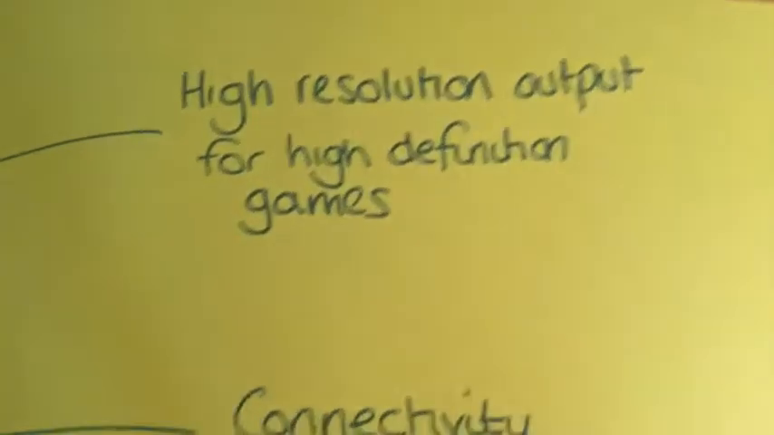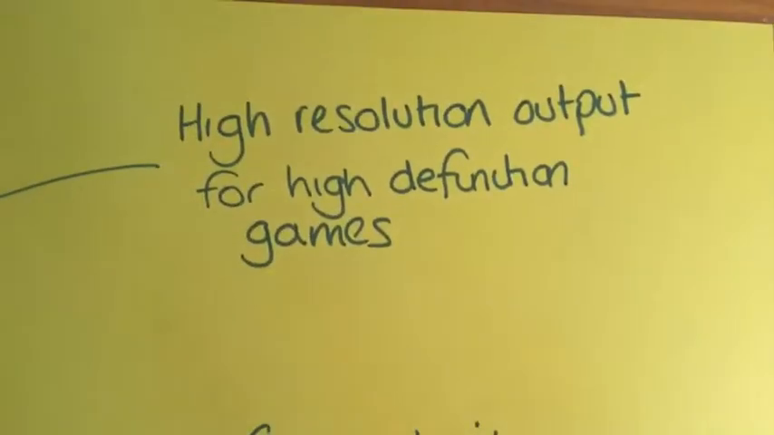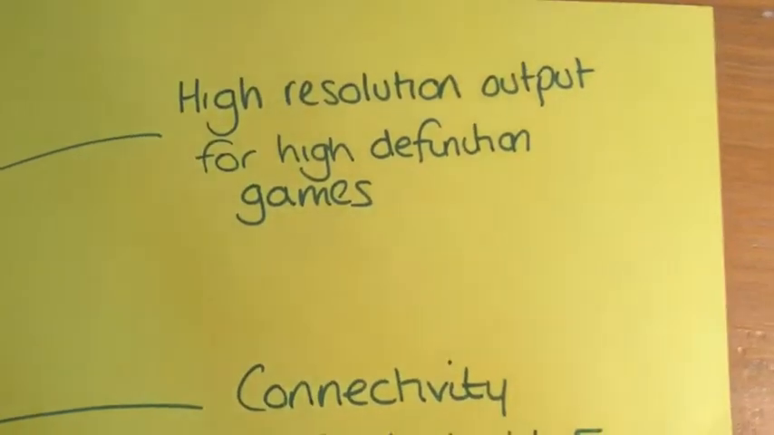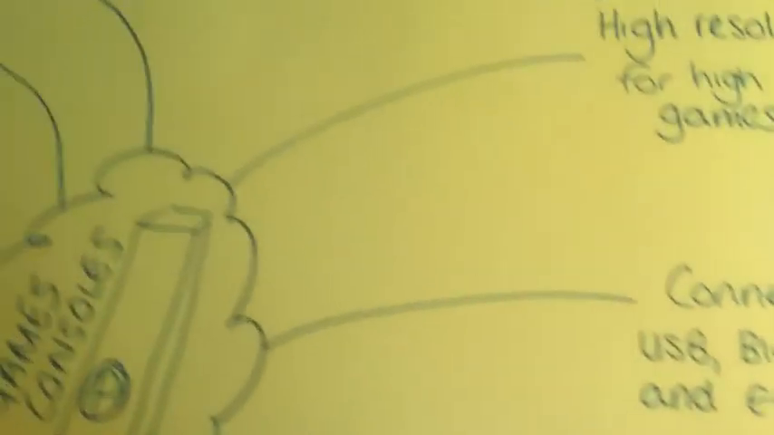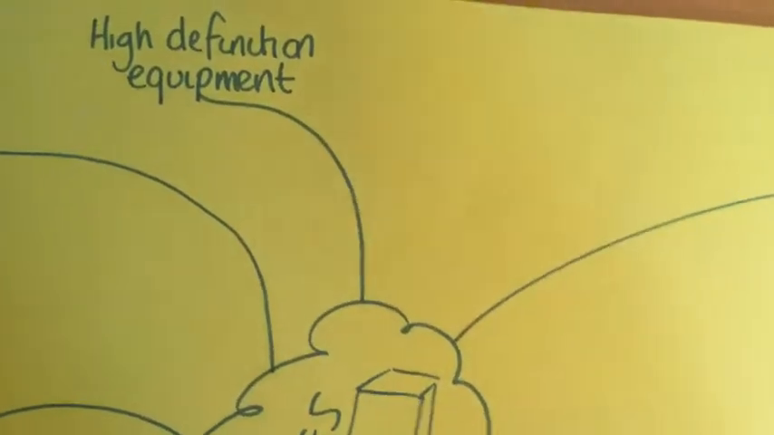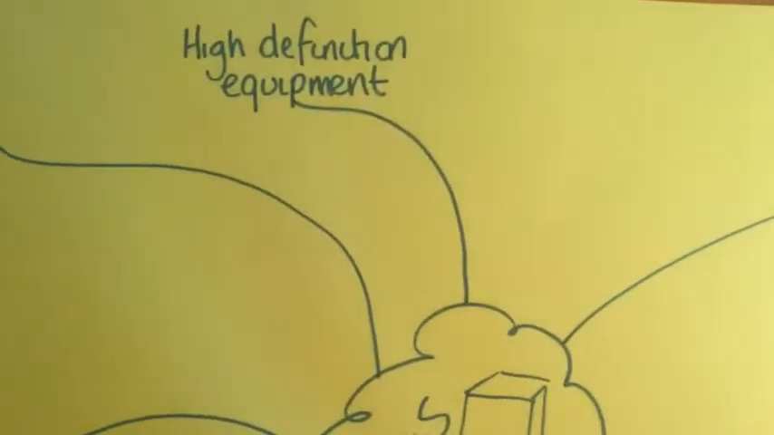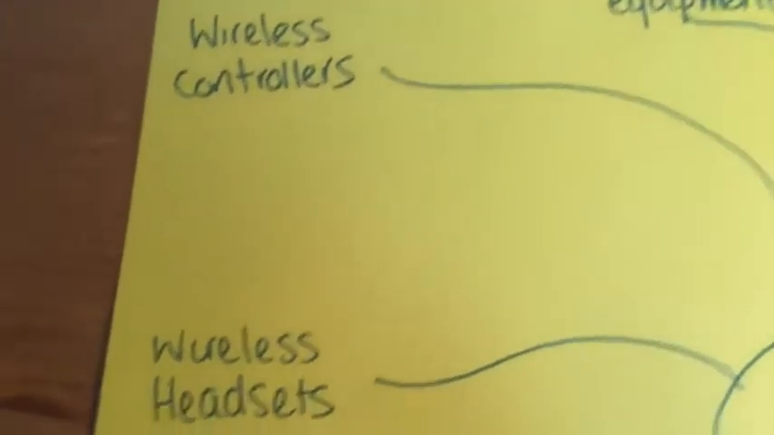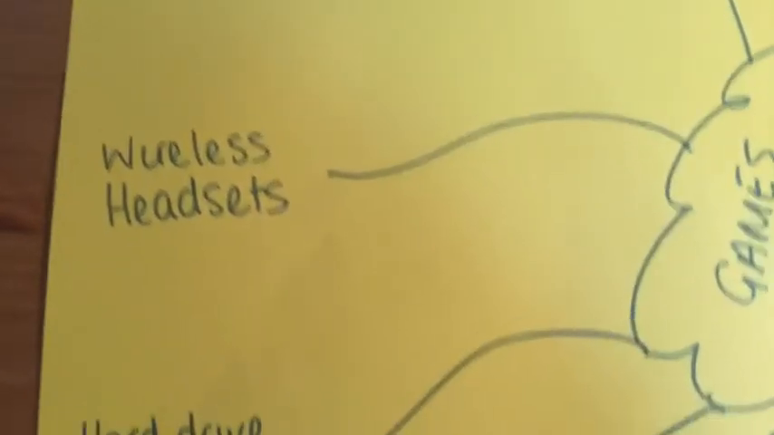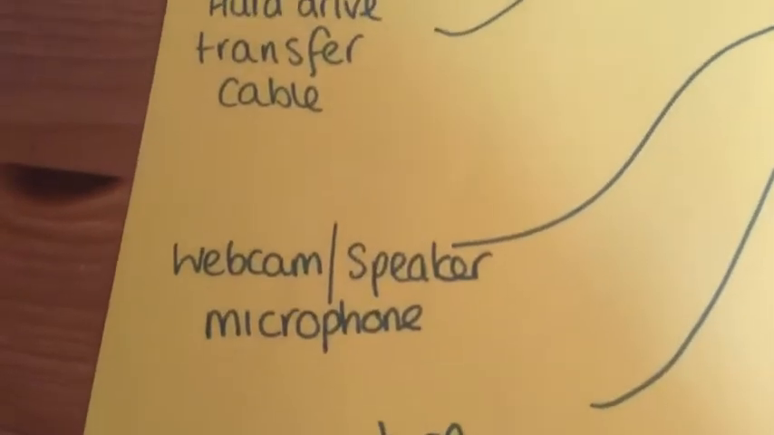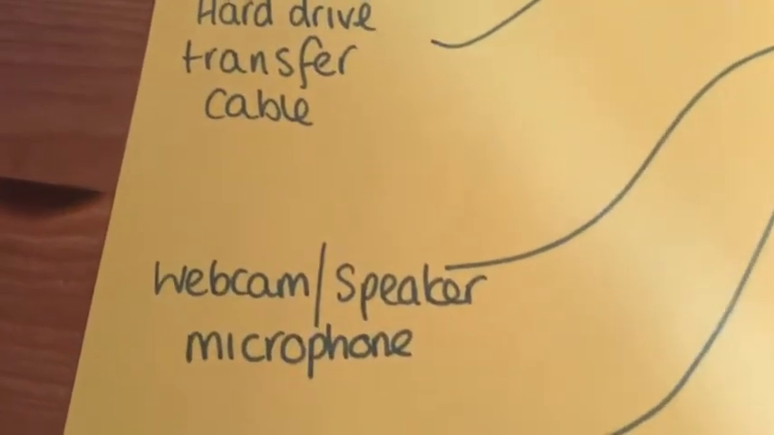As well as this, go back up to the top, there's high resolution output for high definition games, so it improves the user experience. So if you're asking in the exam, well, what peripherals can you use with a games console, you're looking at the peripherals such as high definition equipment, for example a HD TV and a HDMI cable. You've also got wireless controllers, wireless headsets, hard drive transfer cable, a webcam, speaker or microphone.